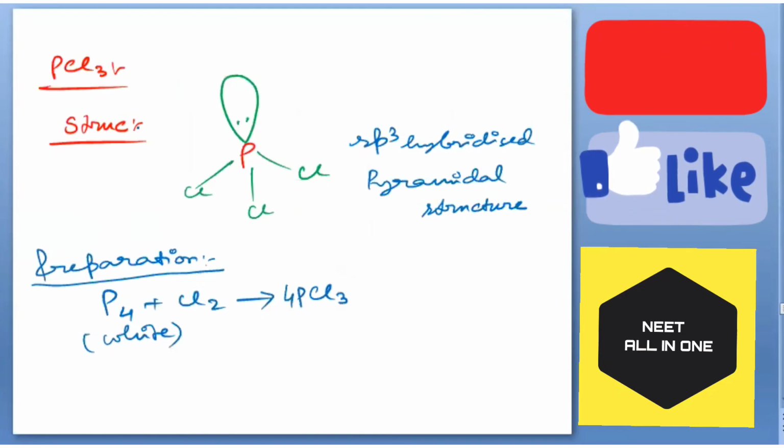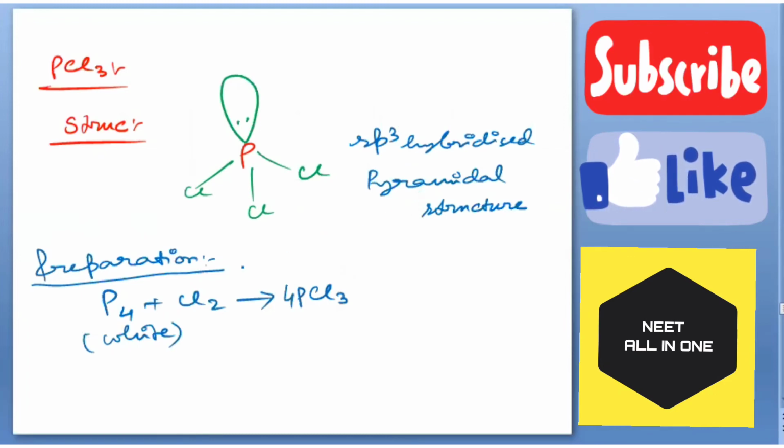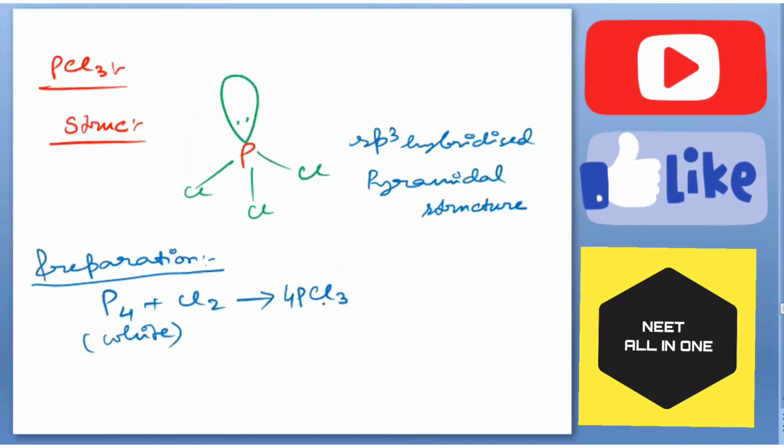PCl3. Now PCl3, the structure is like this, okay. That is sp3 hybridized and pyramidal structure. Preparation is P4 plus Cl2. Here P4 is white phosphorus, it gives us 4PCl3.